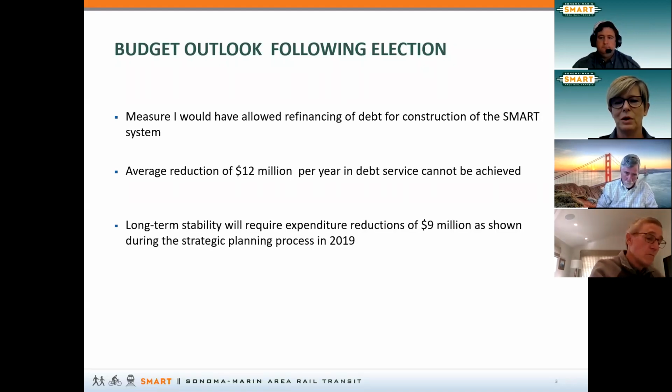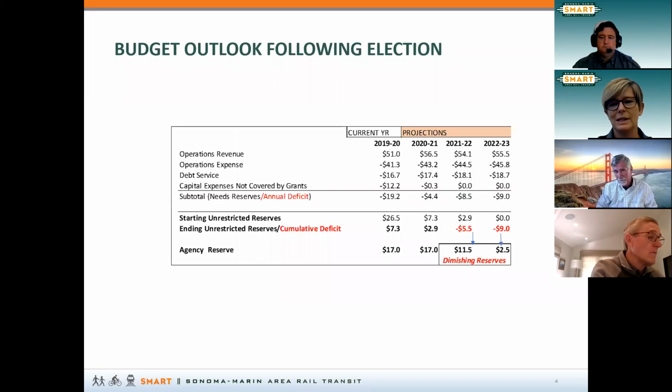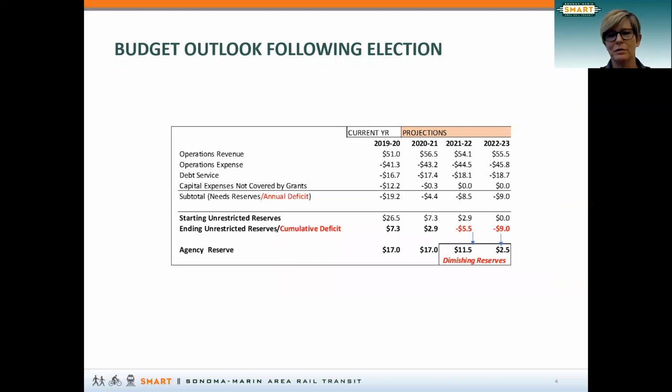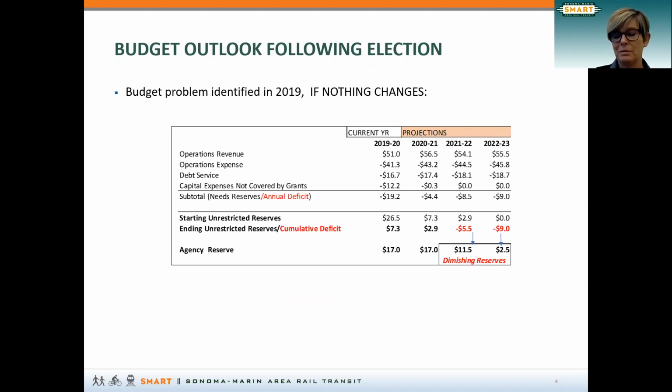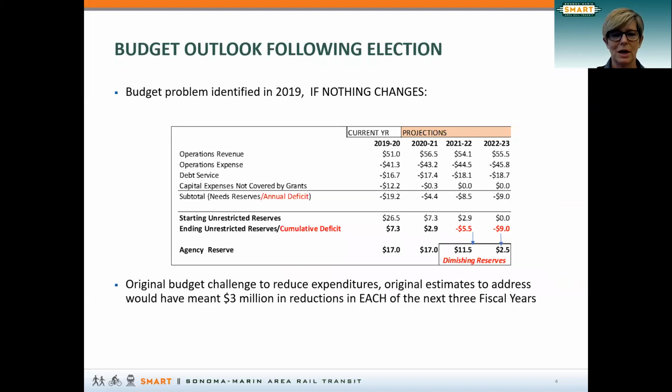Now we're going to have to work on expenditure reductions of $9 million as shown during the planning process back in 2019. And this is a chart that you will all remember that we walked through together. This is the if you do nothing scenario. Our hope was Measure I would be passed and we could address the $9 million deficit shown there in the line called ending unrestricted reserves cumulative deficit. But this is the reason we have now talked about $9 million in reductions over time.